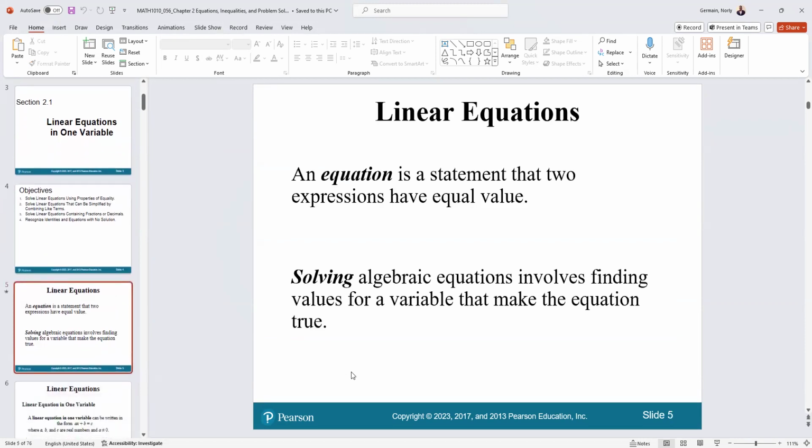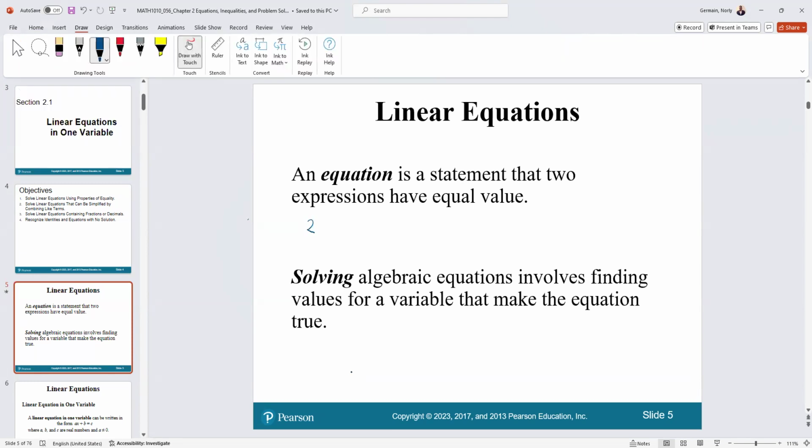So an equation is a statement that two expressions are equal, with an equal sign. I think we went over it in the previous video. If you have any expressions with an equal sign, we can call it an equation. For example, we need to solve for something. When we solve algebraic equations, we are finding values for a variable that make the equation true.